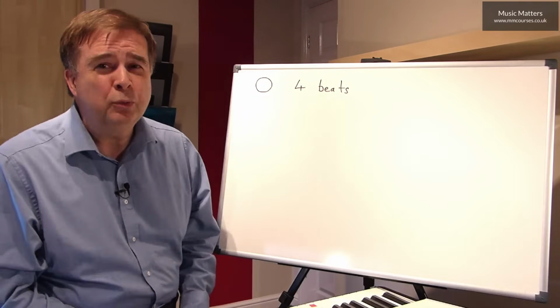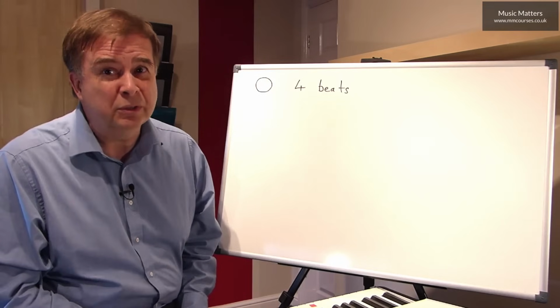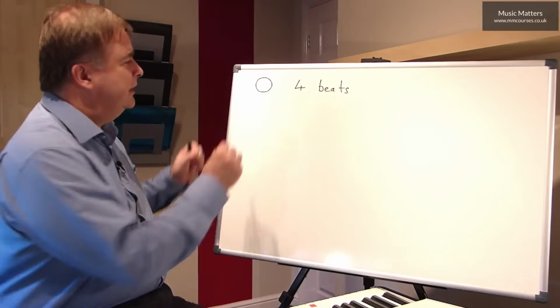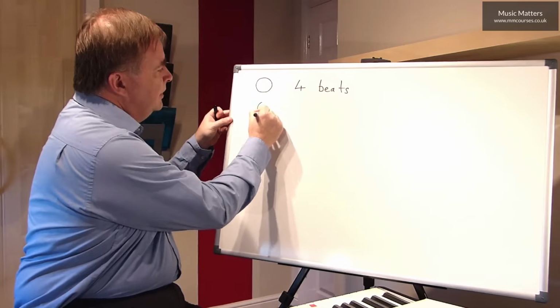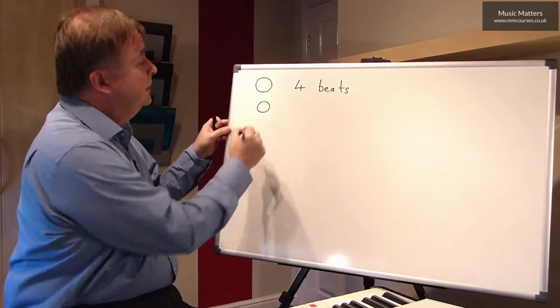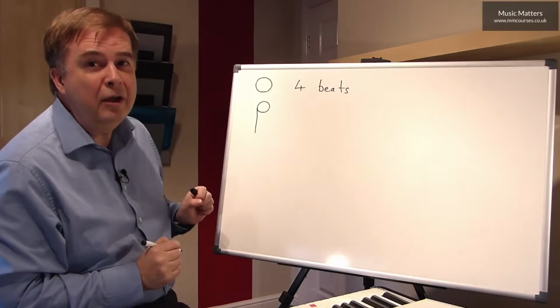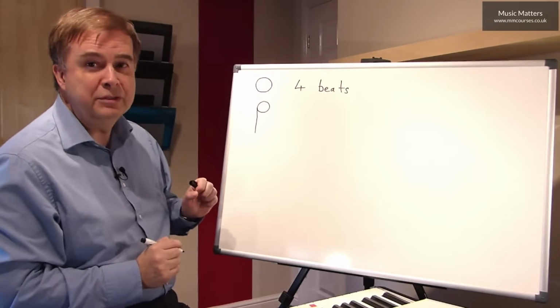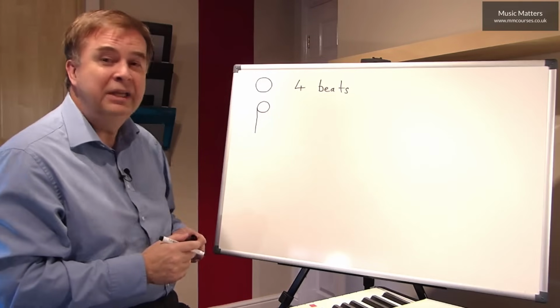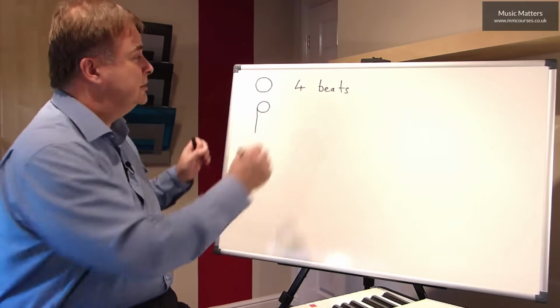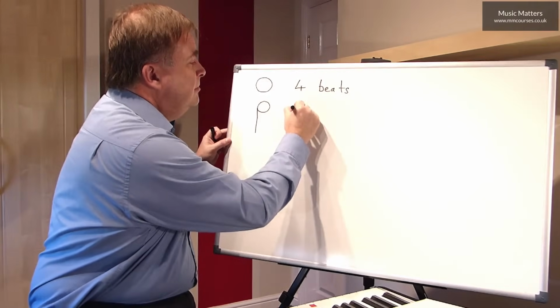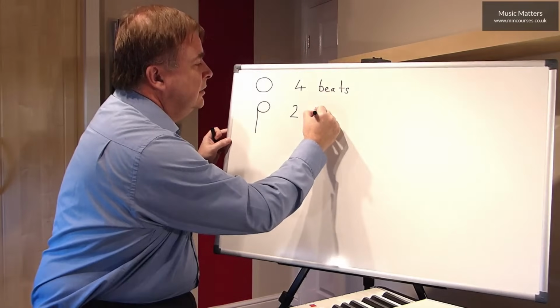Now, we don't want to live in a world of semibreves. That would be rather boring, wouldn't it? So, how about this? If I write another semibreve, and this time I put a stem on it, that halves the value of the note, which in the American system is called the half note. We call it a minim, and it has two beats.